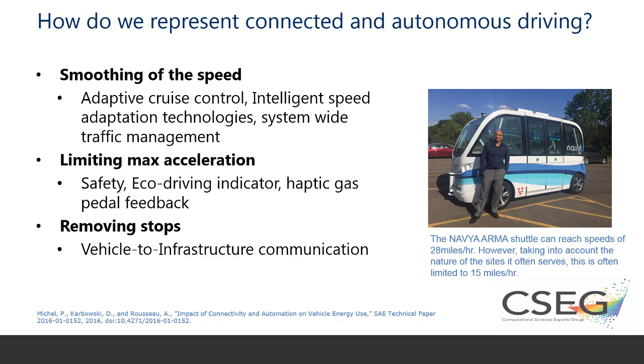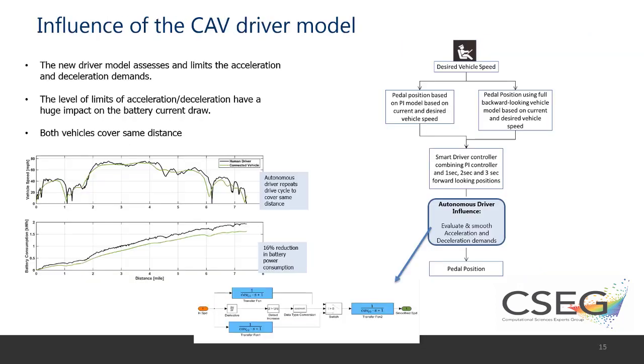And the third thing is removing the stops. We would expect that as the autonomous driving features get more advanced, and looking forward, we would expect vehicle-to-infrastructure communication leading to elimination of some of the stops. So with these considerations coming into connected and autonomous driving, we wanted to see what the driving profile change was and what the impact was on the battery and the motors.